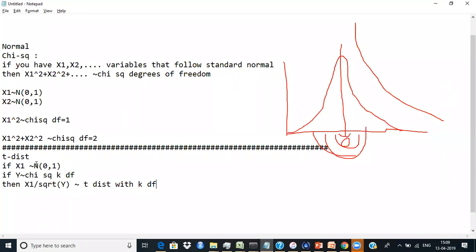X1 is standard normal. It becomes a ratio because I am calculating x1 by square root of y, right? Make sense? K is the degree of freedom of the T distribution. This degree of freedom will be exactly equal to the chi-square, which is used to derive the T distribution.